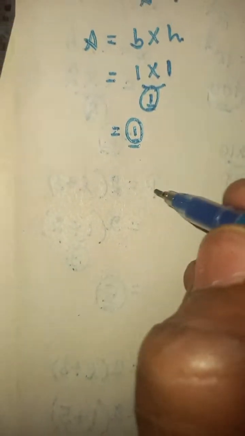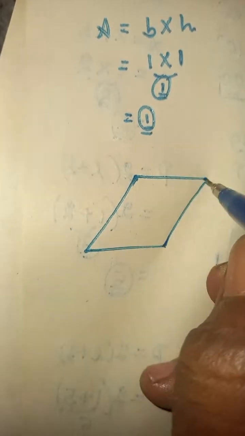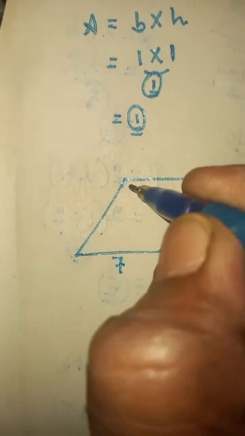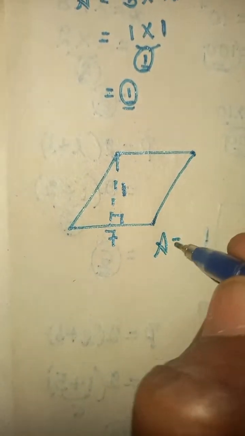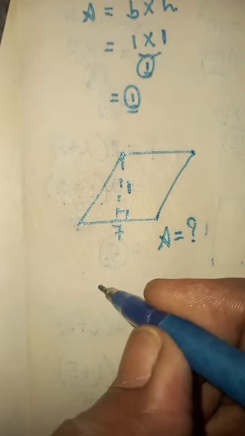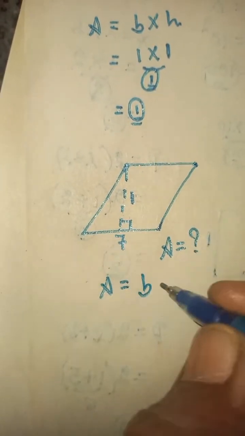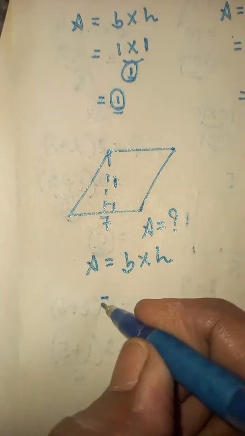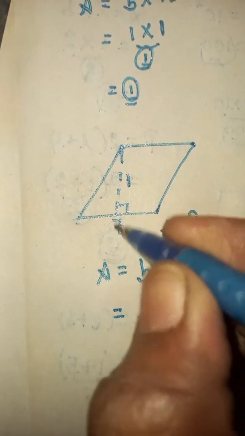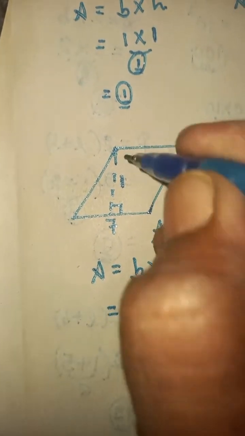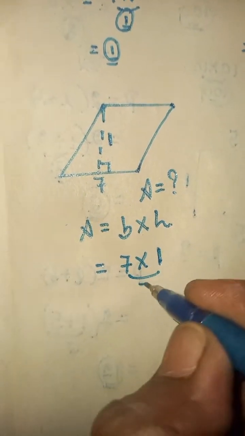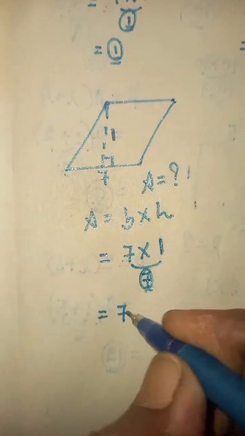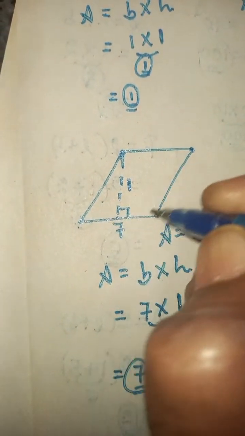Let's take one more parallelogram. In this parallelogram, they have given the base length as 7 units and the perpendicular height as 1 unit. Here also, you need to find out the area of the parallelogram. Area of this parallelogram is also base times perpendicular height. This is the base which is 7 units times this is the perpendicular height which is 1 unit. 7 times 1 is 7. So 7 square units is the area of this parallelogram.